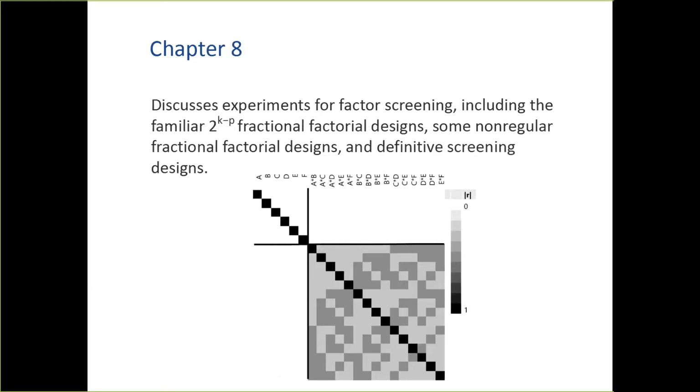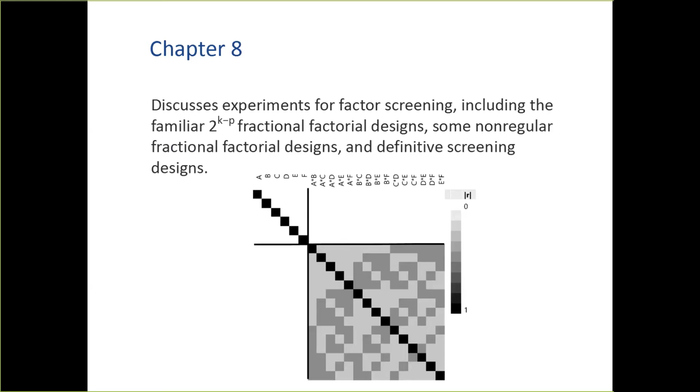Chapter 8 talks about the special case of factor screening. Many times the first experiment that you run in practice is a screening experiment. You've got a fairly large number of factors, and you're fairly sure that not all of them are important. So the purpose of this first experiment is to efficiently identify what we call the active factors.